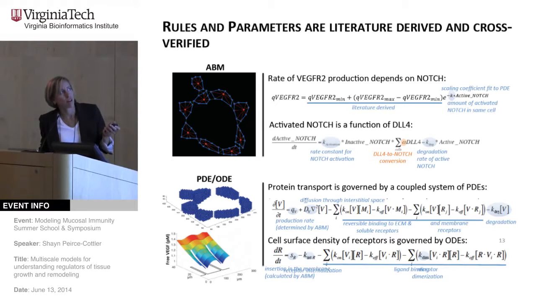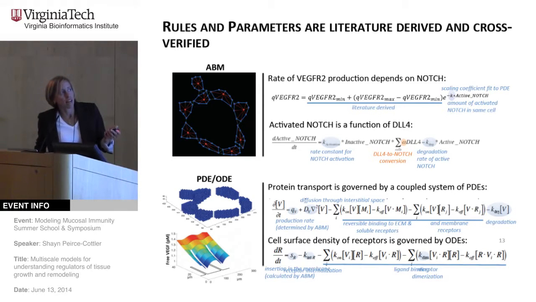So we have production rates of VEGFR2, and that's a function of how much activated Notch there is in that cell. We have this scaling coefficient, which we have to incorporate so that our models can play nicely together, so it can work with the PDE-ODE model. That's something that we found as we try to couple these different models at different length scales: sometimes they don't always agree, and so you have to do some sort of force fitting, and I'll get into that a little bit more in the next section of my talk.